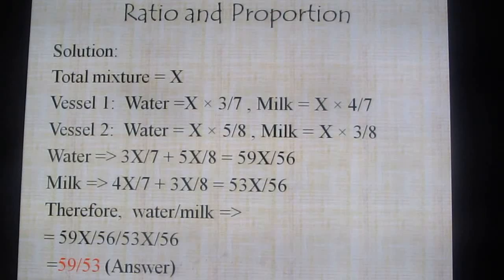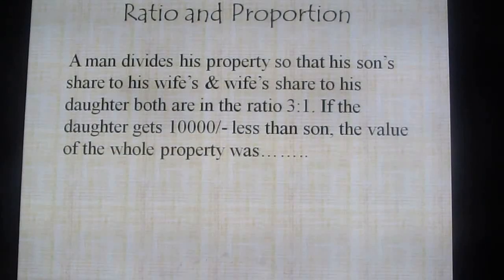Very simple one, right? What is the simple concept? The same categories get added to each other. Okay, let's move on to the next question, the last question for this session. A man divides his property so that his son's share to his wife's share, and wife's share to his daughter's, are in the ratio 3:1. If the daughter gets rupees 10,000 less than the son, the value of the property was?